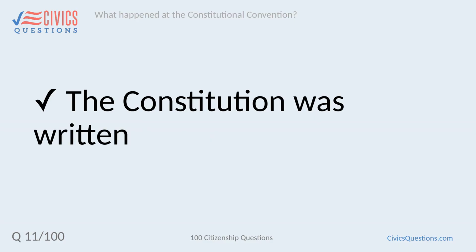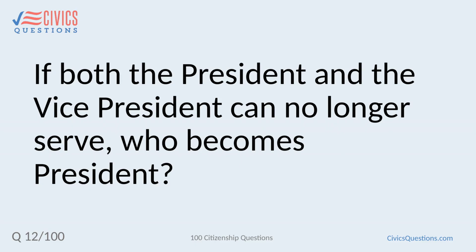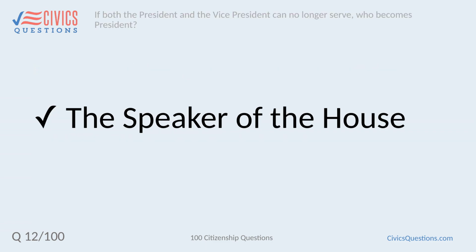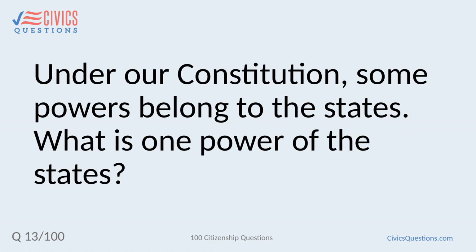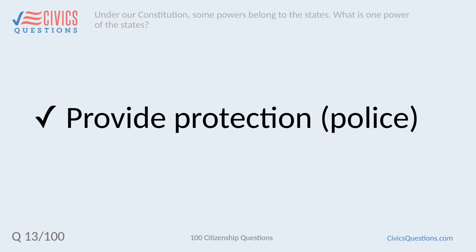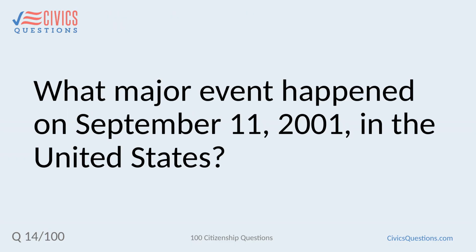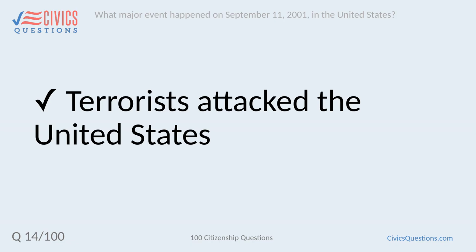What happened at the Constitutional Convention? The Constitution was written. If both the President and the Vice President can no longer serve, who becomes President? The Speaker of the House. Under our Constitution, some powers belong to the states. What is one power of the states? Provide protection. Police. What major event happened on September 11, 2001 in the United States? Terrorists attacked the United States.